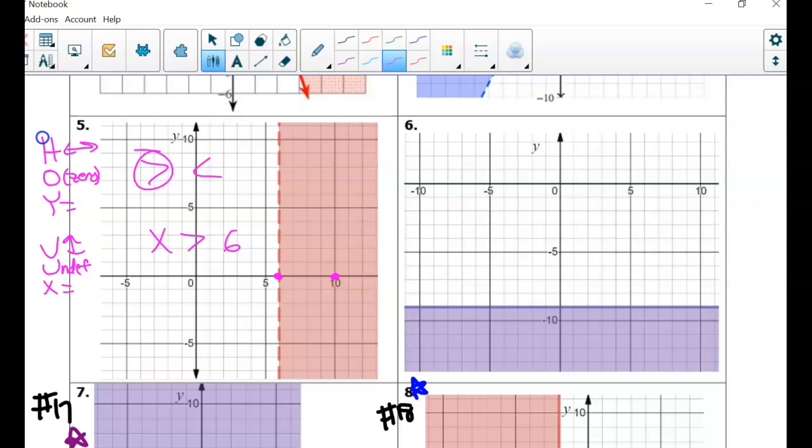So then for 6, this is a horizontal, so we're going to use y. This is at -9. It's a solid line, so it has to be one of the equal to's. Is this shaded above or below? Below. So this would be less than or equal to. Do you have any questions, concerns, confusion on those two?